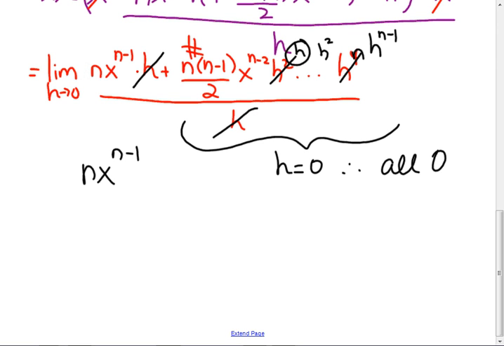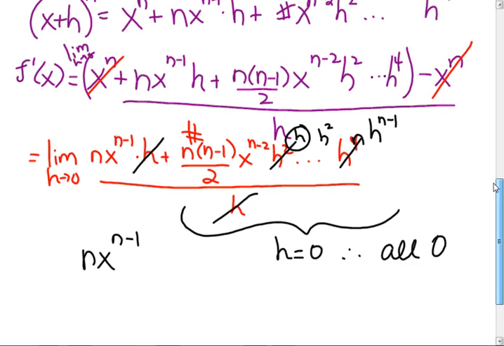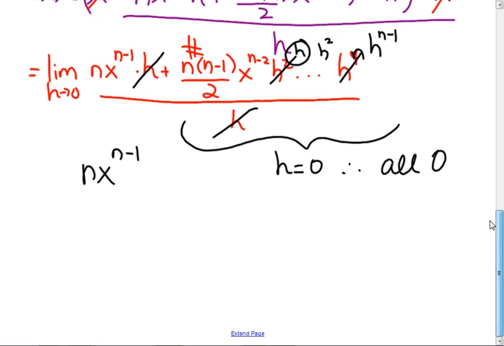Because I observed some patterns here. No, I'm dividing by h first because this is my whole h over h. 0 over 0 is always a problem. It's a limit, remember? Okay.